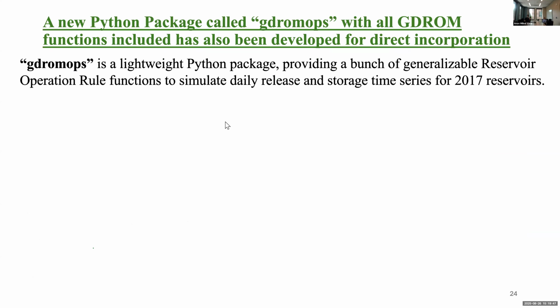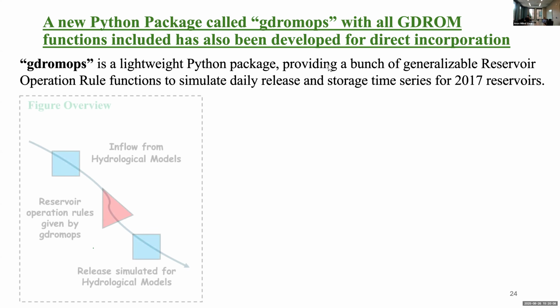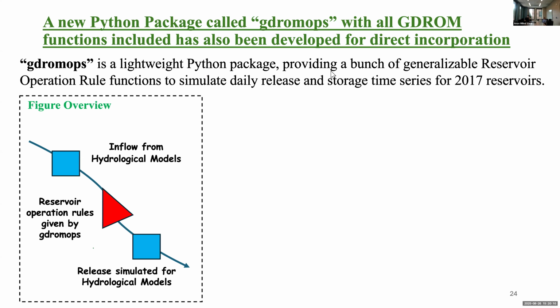Of course, we also realize that Python is a very popular coding platform. And so for increased ease of use, we've also developed a package called GDROM ops, which includes all of these GDROM functions already in the package. So the user doesn't need to go in and use our script to convert these text files into functions. They're already present here. And so we're going to show how this can be used to run a reservoir simulation in Python.